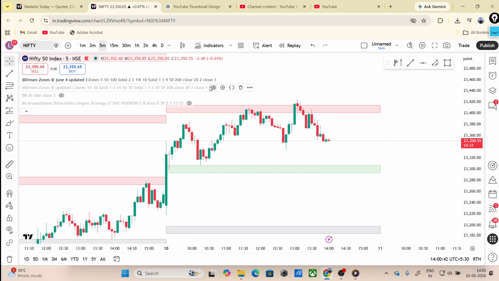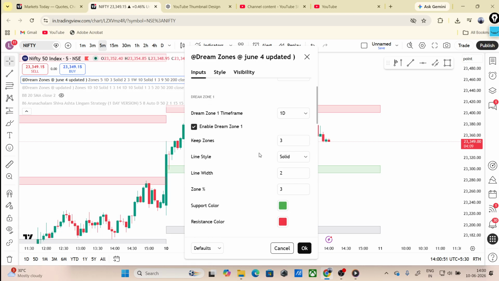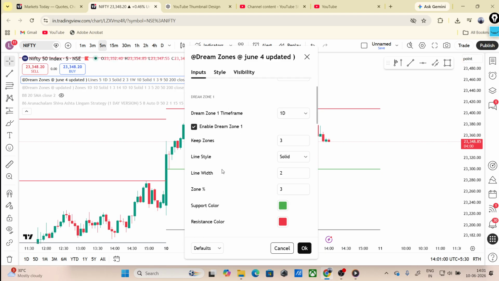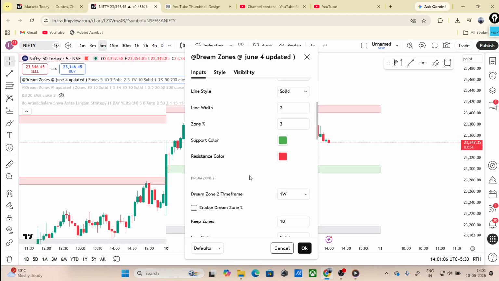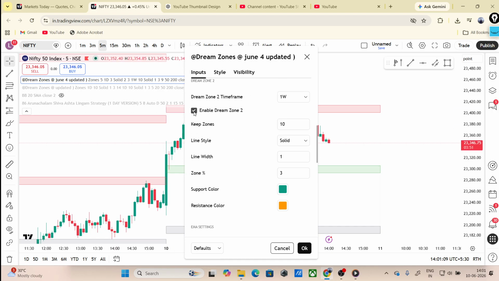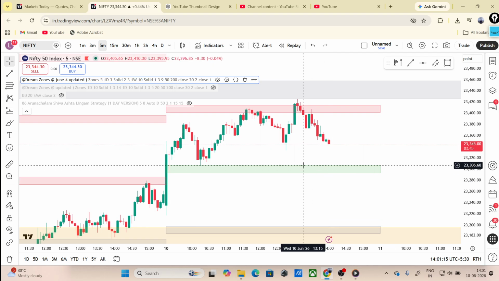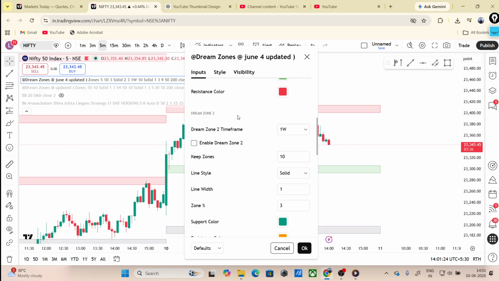So for a clear chart, three is enough for me, a 3 days chart. These are settings if we keep the linear lines. If you use the lines, settings will come, like line style and line width. I don't want that, zones is better. These are the same settings. If you want two time frames, one time frame and then a second, for confirmation we can use two time frames, better to use 1 day and 1 week. Okay, I will take that one.